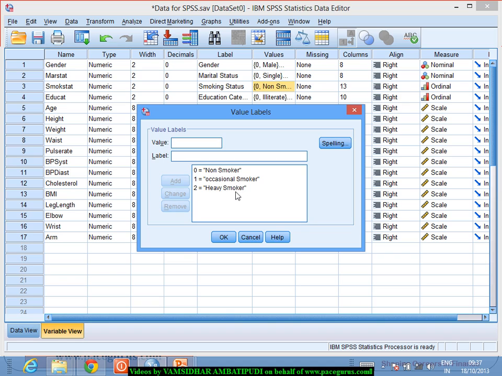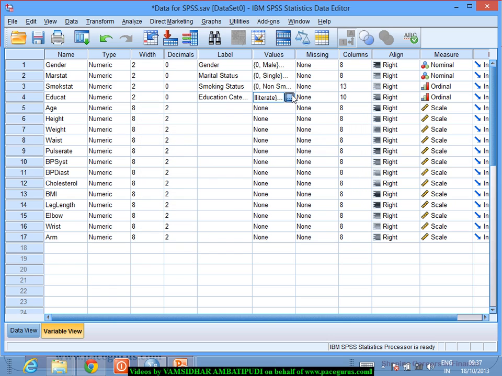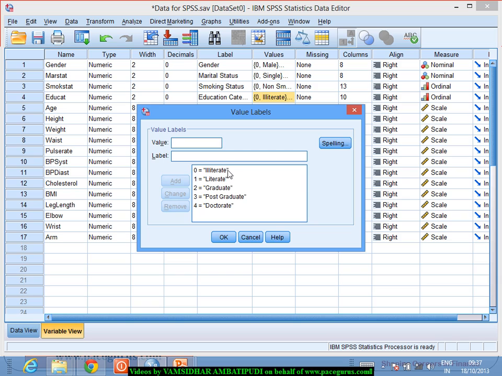Non-smoker, occasional smoker, heavy smoker. So there is some level of increasing relationship from 0, 1, 2 in terms of the intensity levels of smoking. Similarly, in case of education level, 0 means illiterate, 1 means literate. This also shows some kind of increasing level, so we can treat it as ordinal.